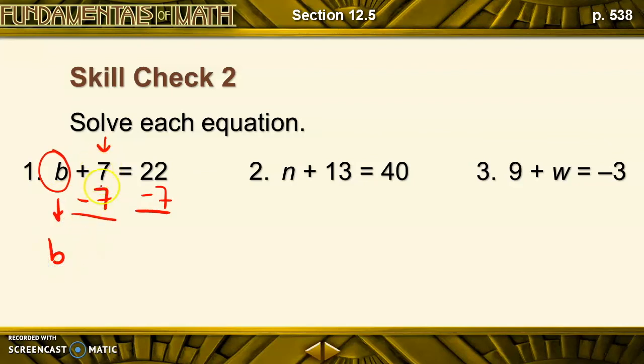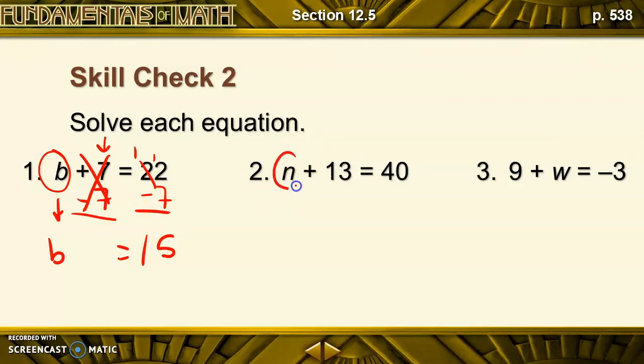All right, 7 minus 7 cancels out. It equals a 0. And then the last thing I have to do is subtract. If I subtract, I end up getting 12 minus 7 is 5, and I get b is equal to 15. All right, so the answer to skill check 2, part 1, is 15.